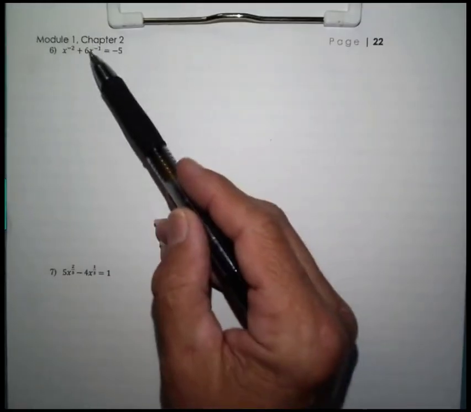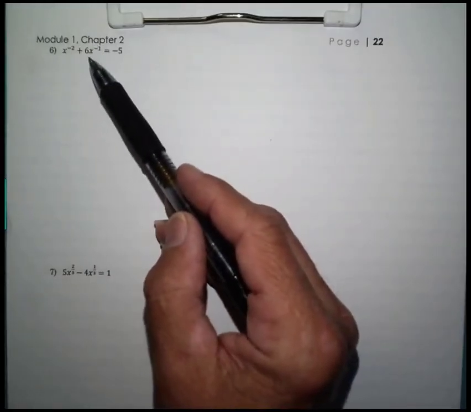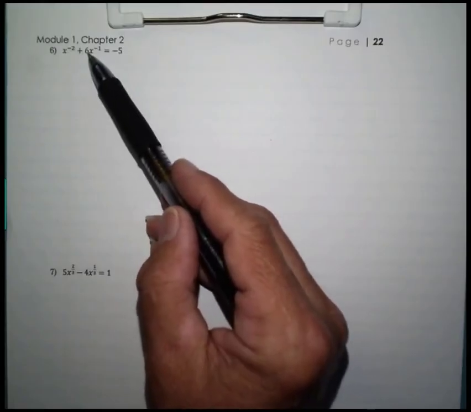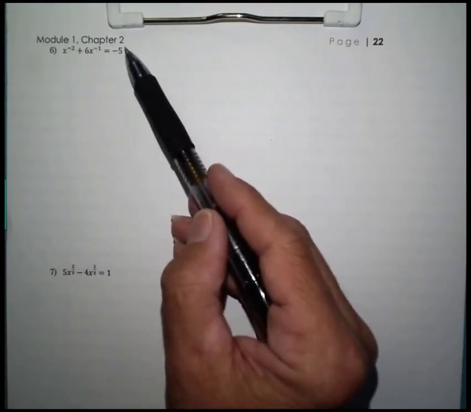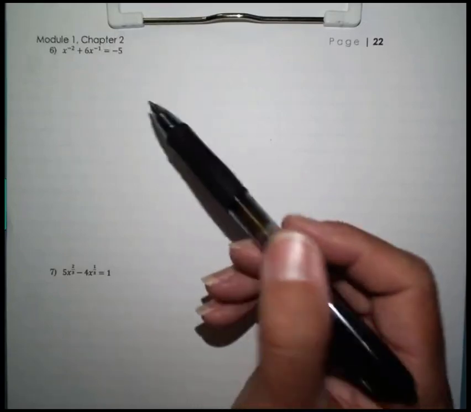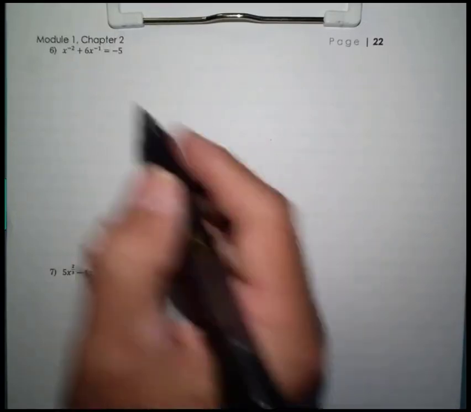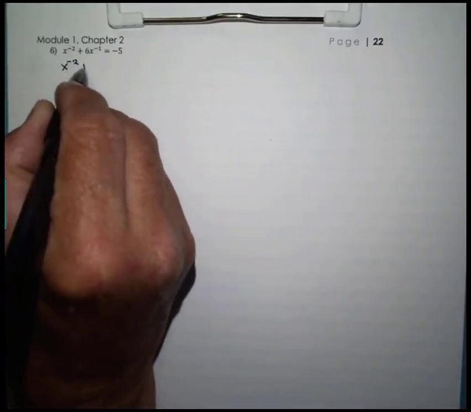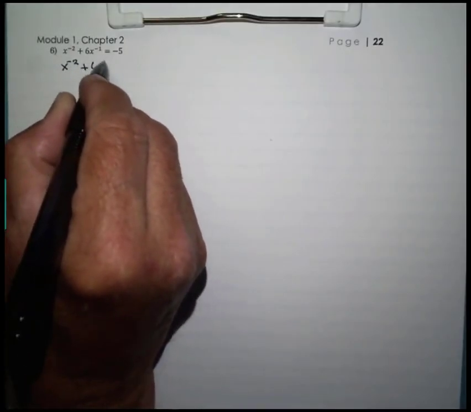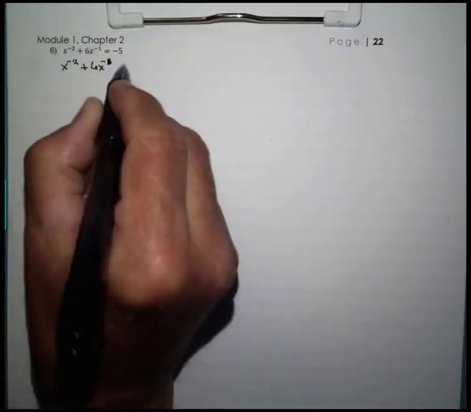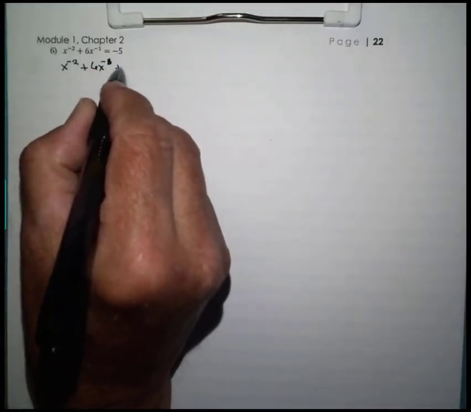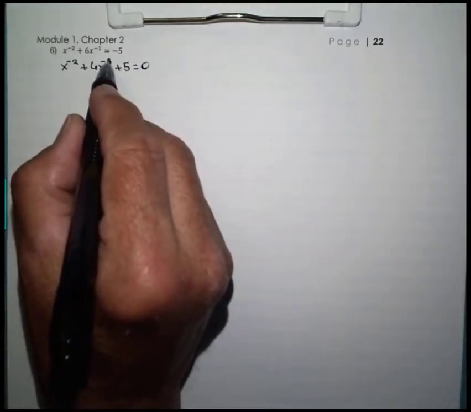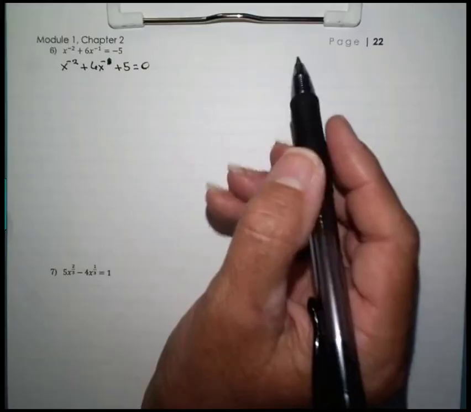Now for the next problem, we've got negative exponents again. So this time I have x to the negative 2 plus 6x to the negative 1 equals negative 5. Let's first fix it so that everything's on one side of that equal sign, okay? So this is x to the power of negative 2 plus 6x to the negative 1, and then I'm going to have to add 5 to both sides. So this will be plus 5 equals 0. At least I fixed that problem, right?